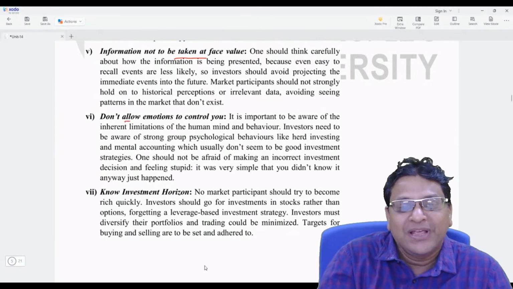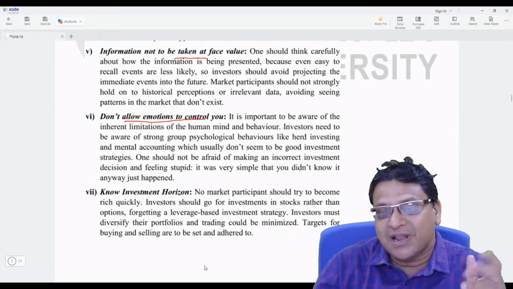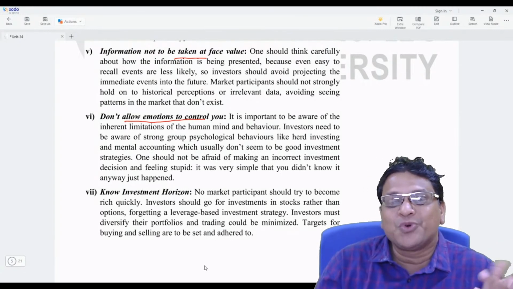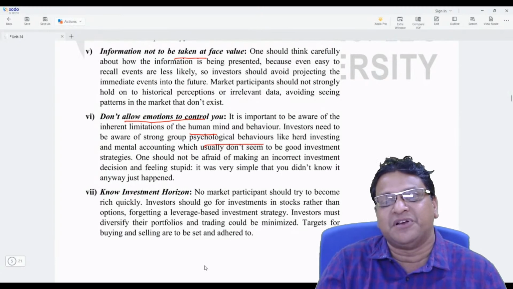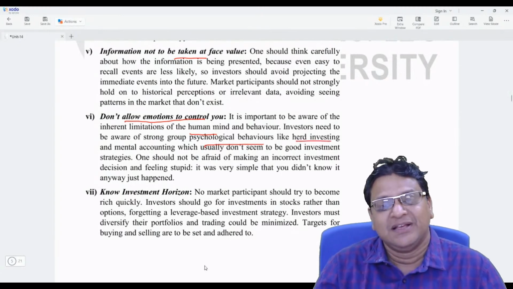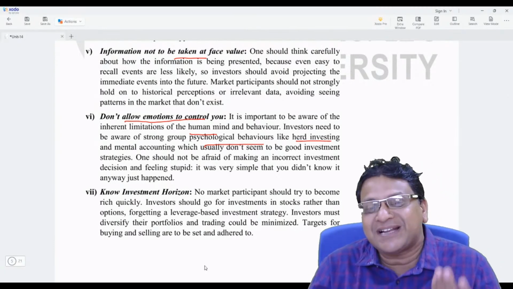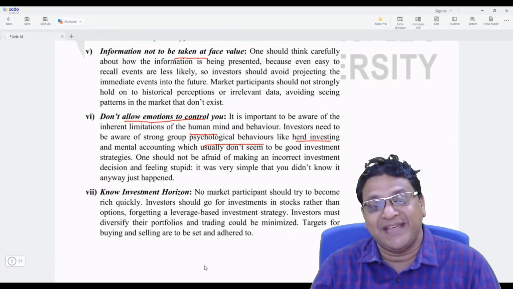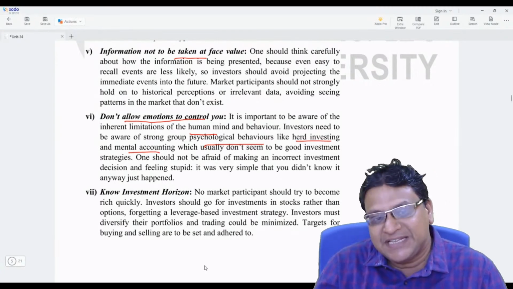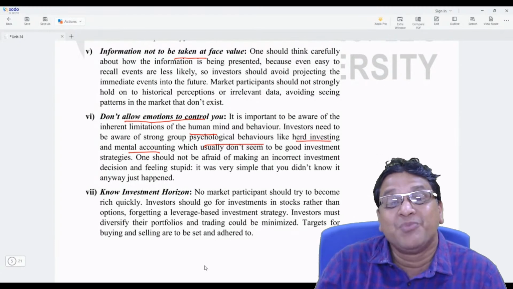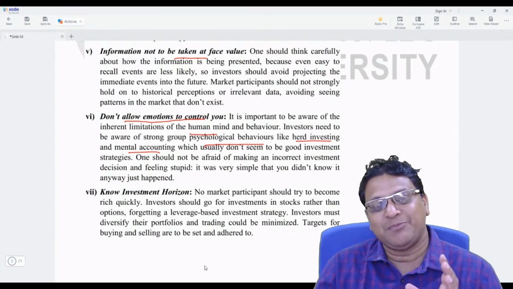Next, do not allow emotions to control you. Many investors are emotional. Most of the investors are emotional because we have a human mind, we are human beings. There are many psychological behaviors like herd investing. When most of the people invest, we will invest. When most of the people sell, we will sell. That type of investing is known as herd mentality or herd investing. Mental accounting. These are some of the strategies which are influenced by emotions. And a good investor must not be controlled by their emotions.